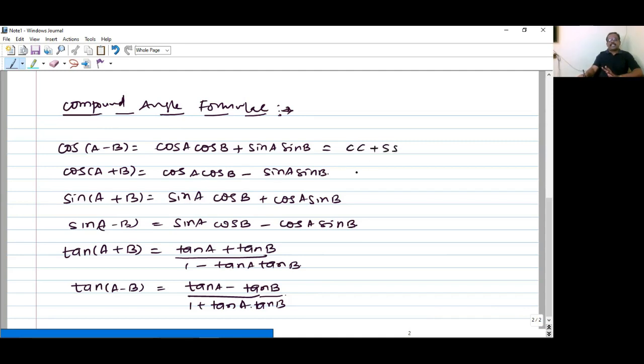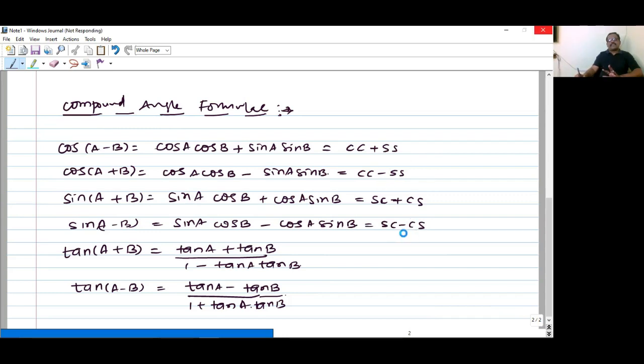Then I can write this formula as cc minus ss. Then here I write the formula as sc plus cs. After that we have the formula for sine a minus b as sc minus cs. These are the four formulae that we can keep in mind in this way, by keeping this short form in mind. So what do this cc, ss, c and s stand for?